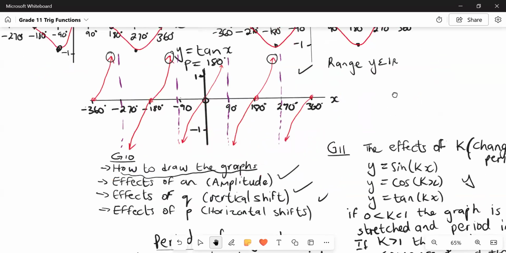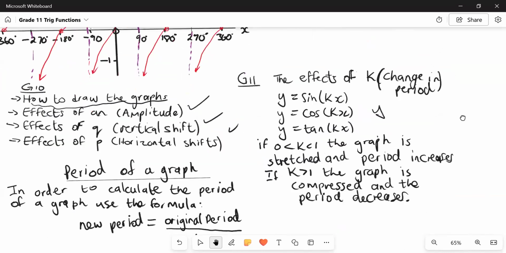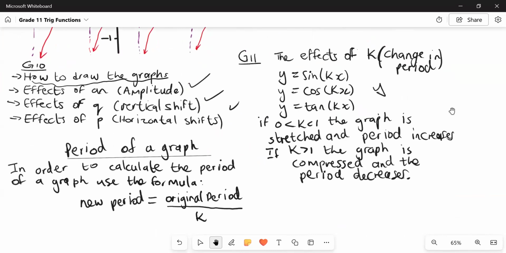So now grade 11, that's when we focus on the effects of K. Now what is K? K is the value in front of the angle. Y is equal to sine kx. For an example, they can give you y is equal to sine 2x. So this value here becomes your k because it's the value next to the angle.